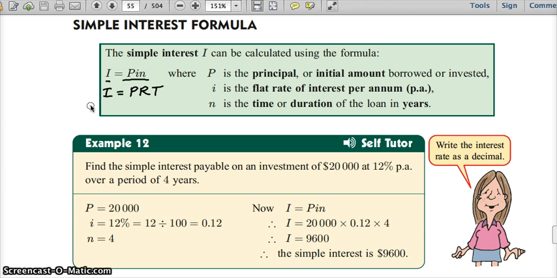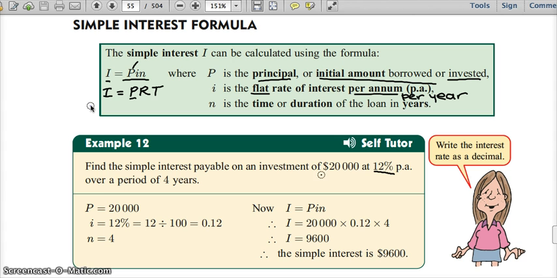So P in both relates to the principal, the initial amount borrowed or the initial amount put into a bank. So this is your principal and this is your principal. Both of them are your principals. The interest they call the I is the flat rate of interest per year. Per annum means per year. So the interest is just the rate of interest, but the important word there is flat. In the example down here, it's 12% per annum.